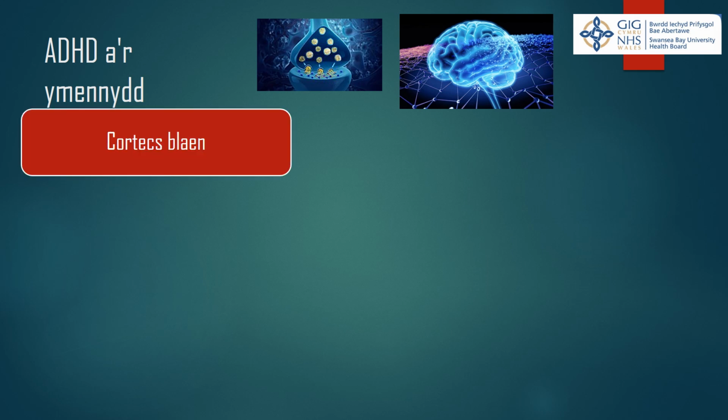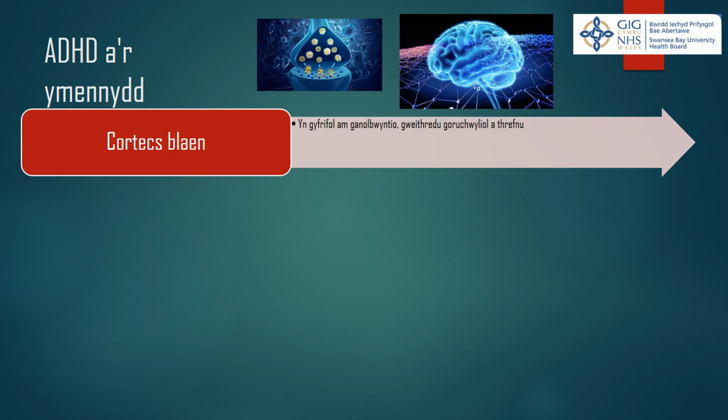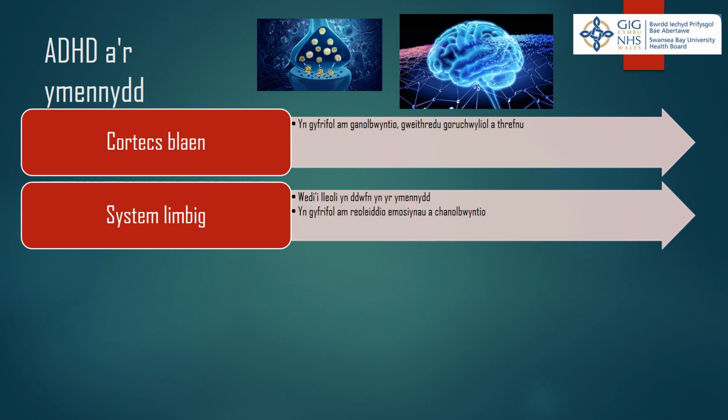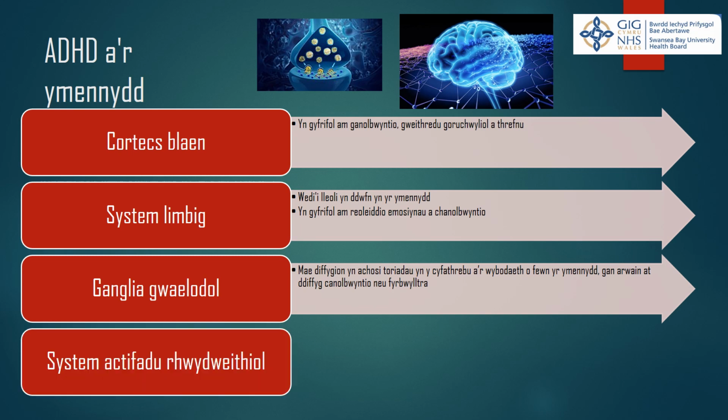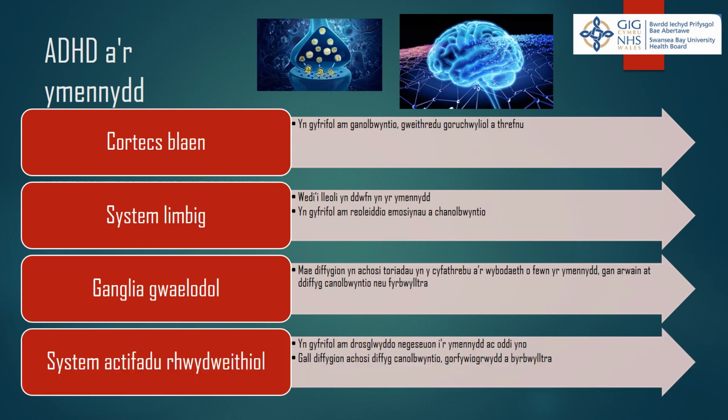The ADHD brain is believed to be impaired in 4 functional regions: the frontal cortex, the limbic system, the basal ganglia, and the reticular activation system. These regions are involved in attention, executive functioning, organisation, and emotional regulation.